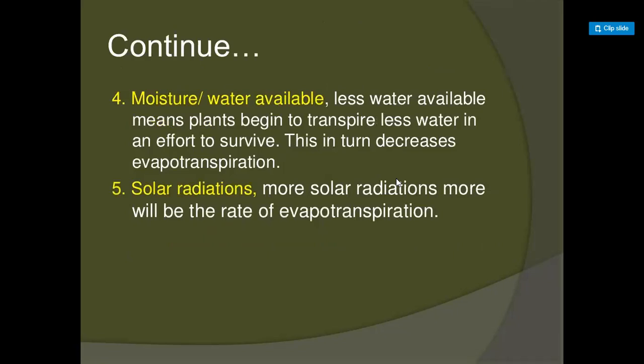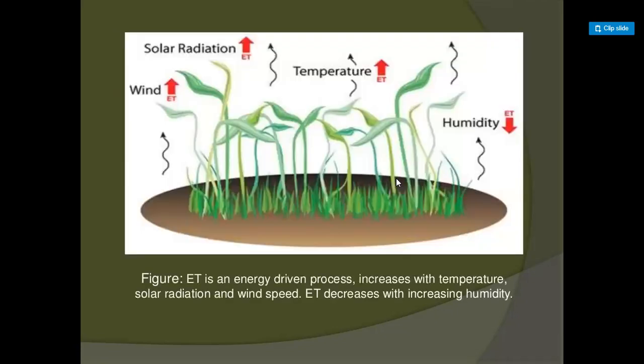So moisture and water available. Less water available means plants begin to transpire less water in an effort to survive. This in turn decreases evapotranspiration. Solar radiation: the more solar radiation, the higher the rate of evapotranspiration. Guys, evapotranspiration is an energy-driven process, and it increases with temperature, solar radiation, and wind speed. Evapotranspiration decreases with increasing humidity. So wind, solar radiation, temperature, humidity.